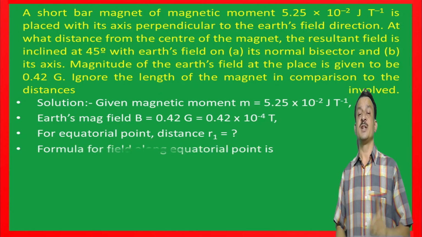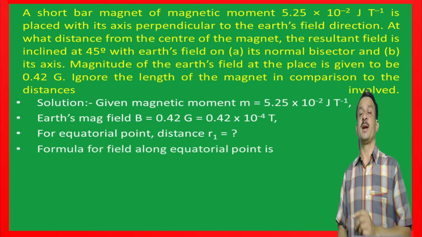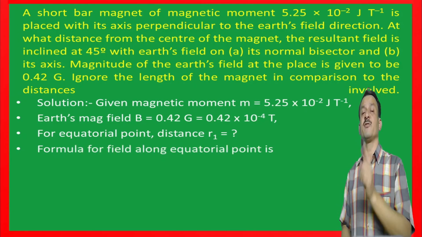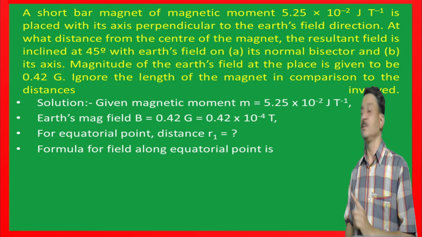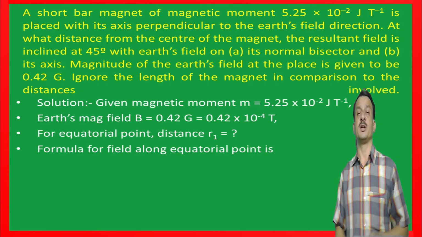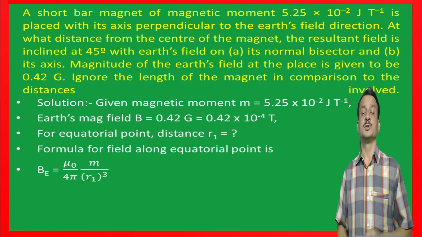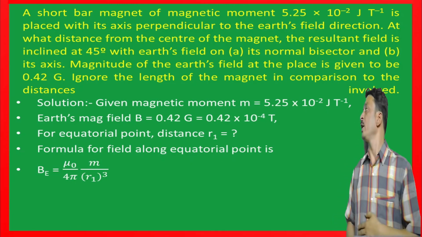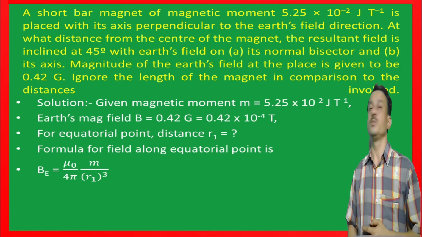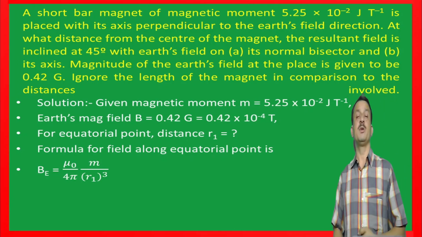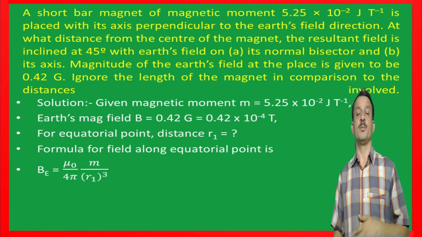What is the distance from the center of the magnet where the resultant field is inclined at 45 degree with the Earth's field? Axial point to equatorial point, that we are going to work out. So therefore the formula for the field along the equatorial point, that is BE is equal to mu naught divided by 4 pi m divided by R1 cube.